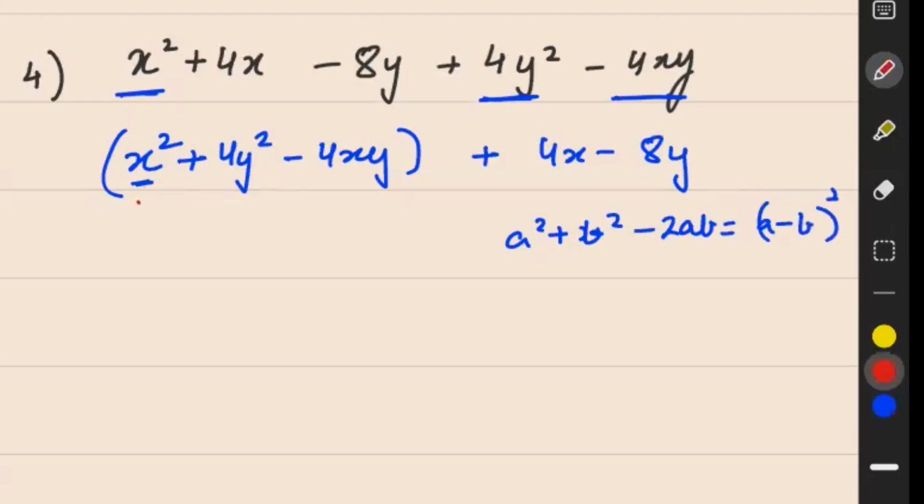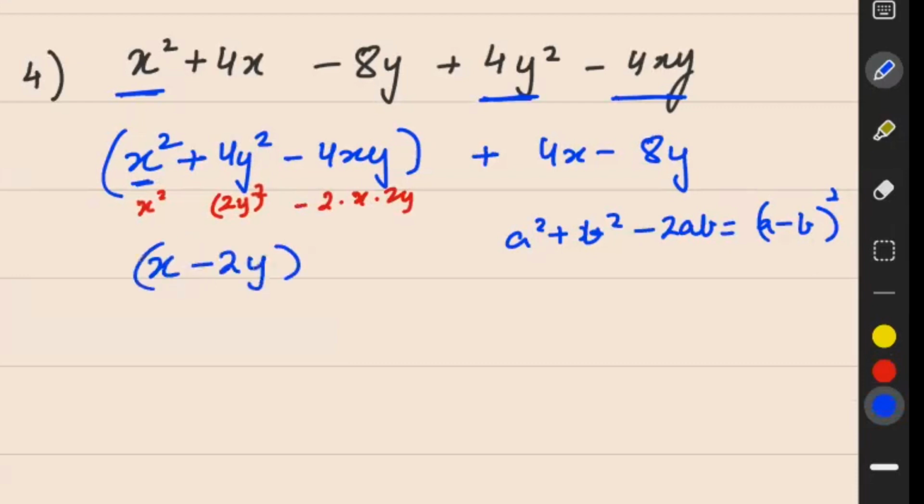I'll see this in my mind. This is a square term. This is also a square term. And this is of the form minus 2 into x into 2y. I'm convinced that the identity is being used. So I'll write here (x minus 2y) whole square. And for this, I will write 4 common, (x minus 2y) for these two.